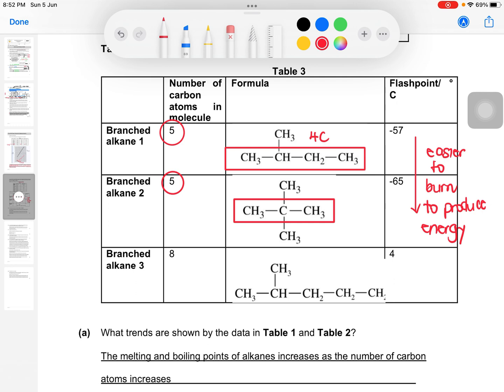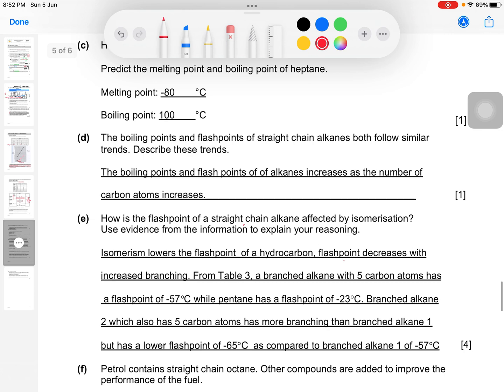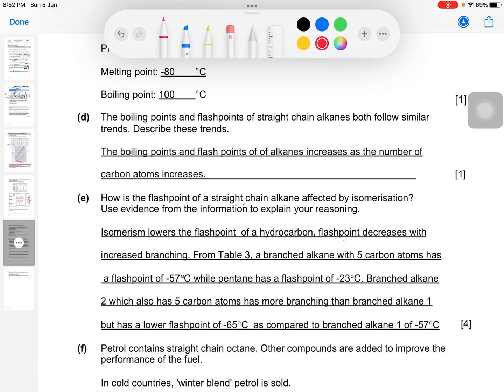The longer my straight chain is, the higher my flash point. If I have 8 carbon atoms, my flash point will be higher, which means it is not easily burnt. So you quote table 3: branch alkane with 5 carbon atoms, minus 57, and pentane has a flash point of minus 23. You compare the branch alkane and then the straight chain alkane with the same number of carbon atoms.